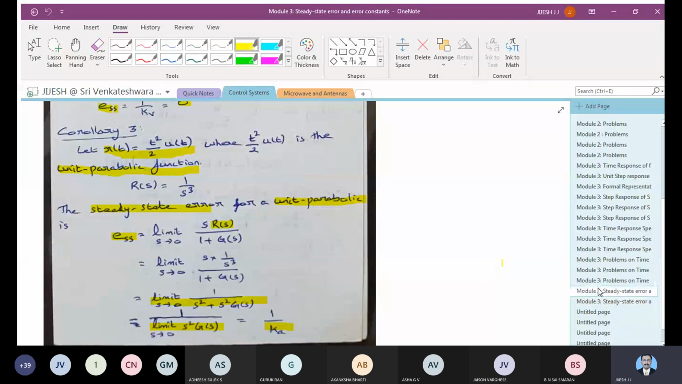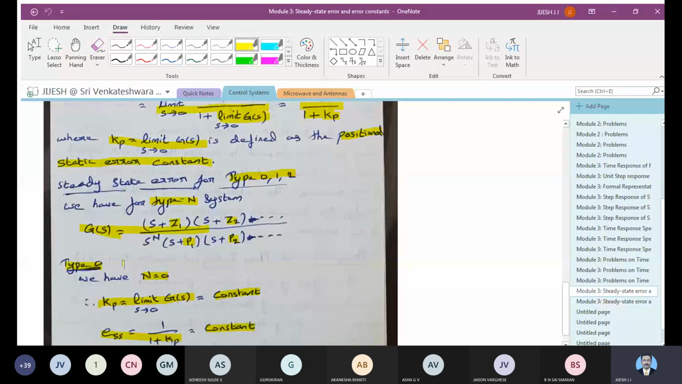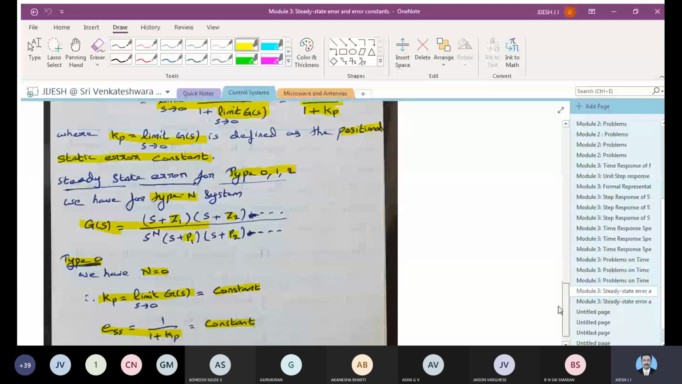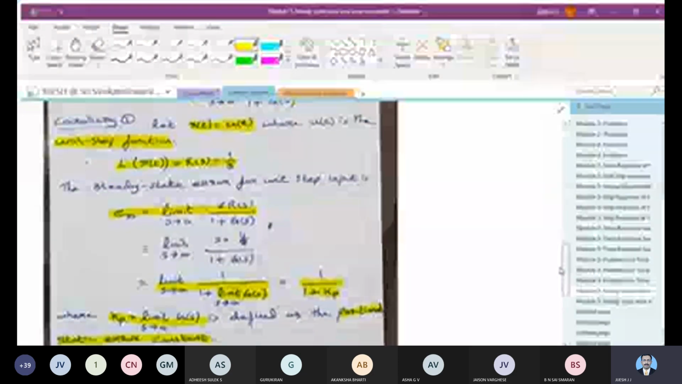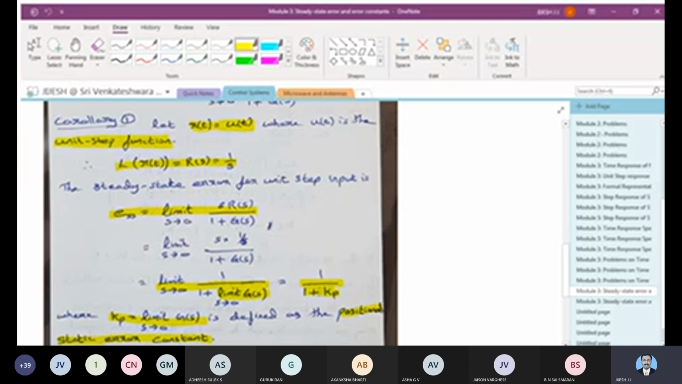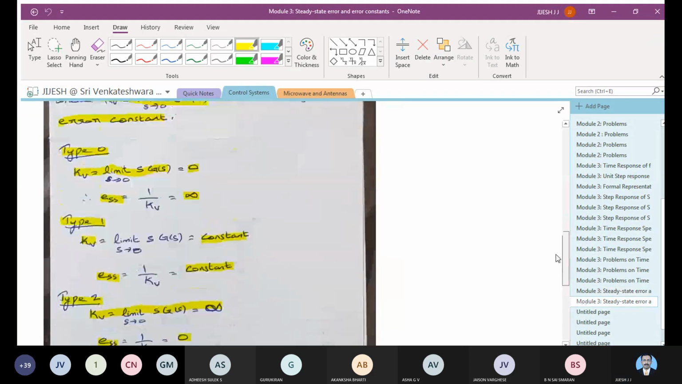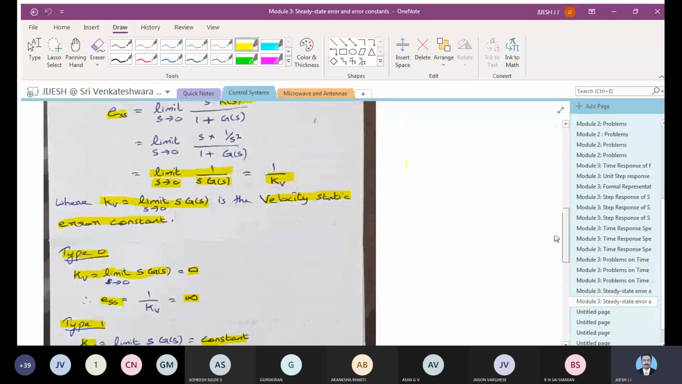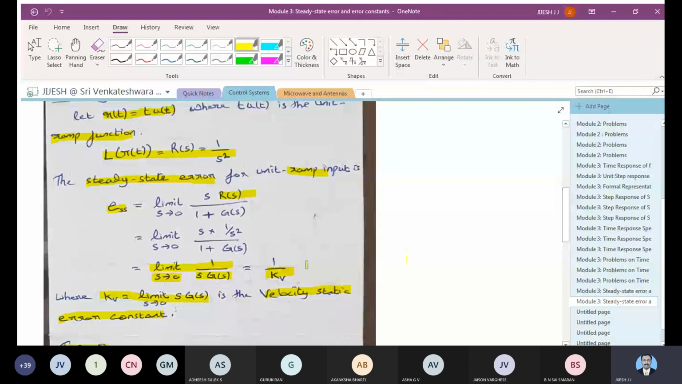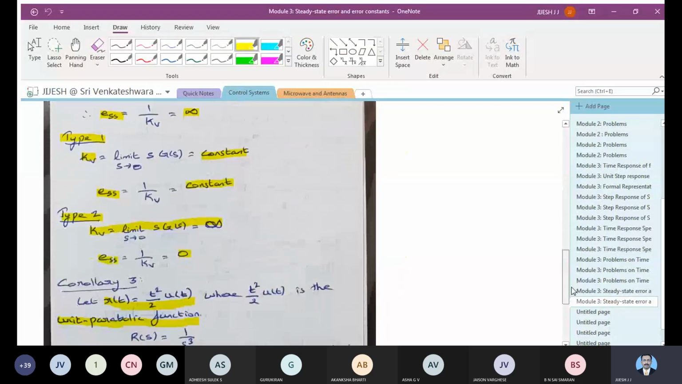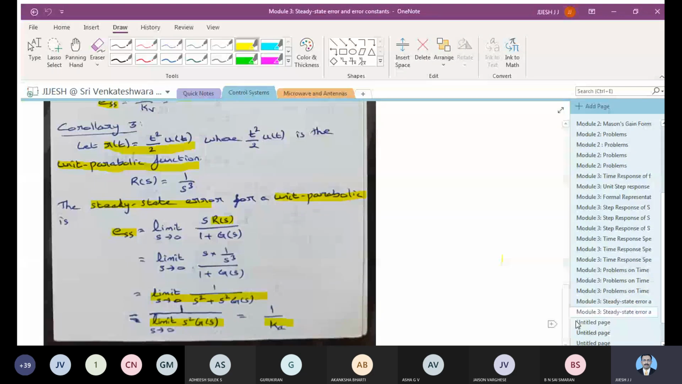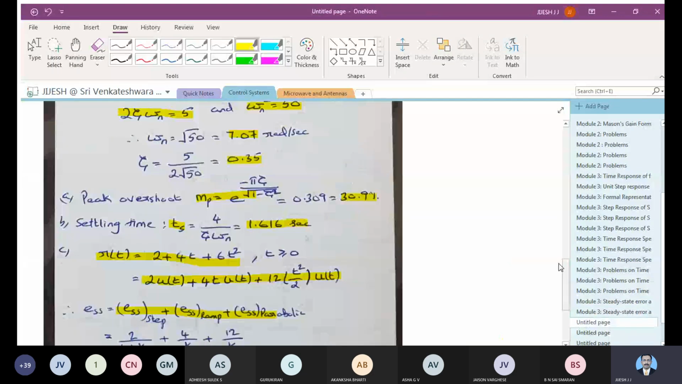Already you have studied these things. So what is the step function you have? So when we did for step function, we got it as 1 by 1 plus Kp, and further on when we did for ramp function, we got it as 1 by Kv. So this is the ramp 1 by Kv, and so you study all these things. And for the parabolic function, we got it as 1 by Ka. So we are going to use these things here for further simplification.